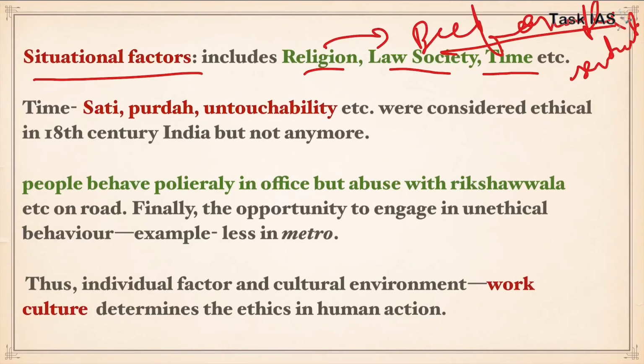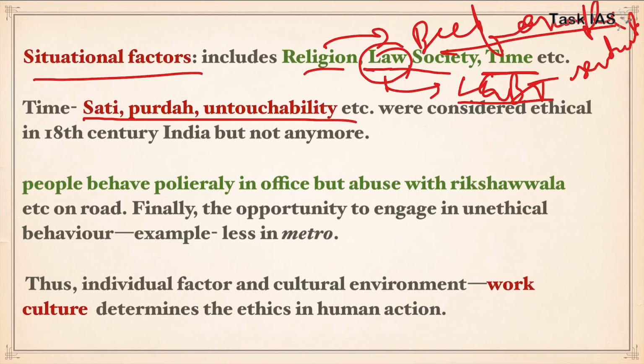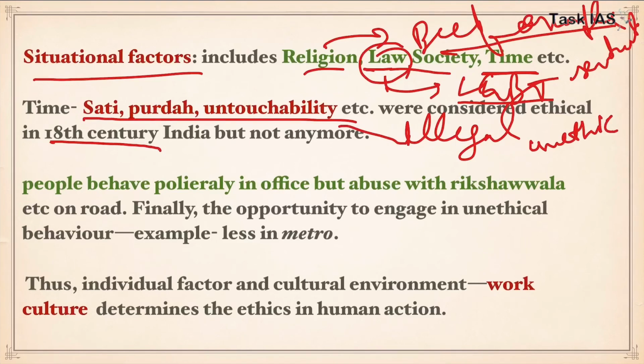Now for law and society, you can use the law example where LGBT community rights have changed with time. Similarly, even in the time case, you can write the example of sati, parda or untouchability that were considered ethical in earlier times, but now they are illegal as well as considered unethical because these standards and norms are now discarded by our society. Similarly, earlier there were rare cases of love marriages because they were discarded by society, but now their acceptability has increased.